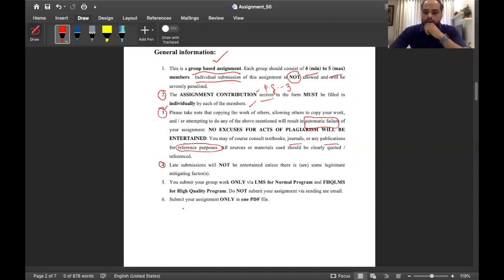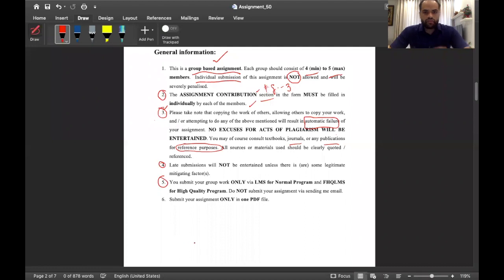Number 4 is about late submission. Of course, you cannot submit your assignments after the 20th of April, because the submission button will not work after the 20th of April. But in case it is working, I will not accept or mark your assignments if you submit after the due date. It means automatically you get 0 marks. No late submission.